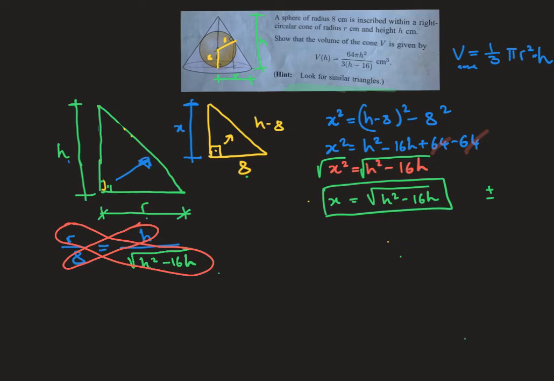That's in previous years. So cross multiplication means you multiply, in this case, r by the square root of h to the power of 2 take away 16h, and then it's equal to 8 times h. As I said before, we need r by itself. So the next step is to divide both sides by the square root of h to the power of 2 take away 16h. And now we do have r by itself.